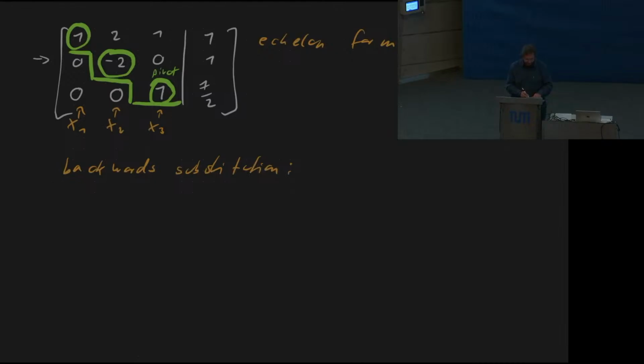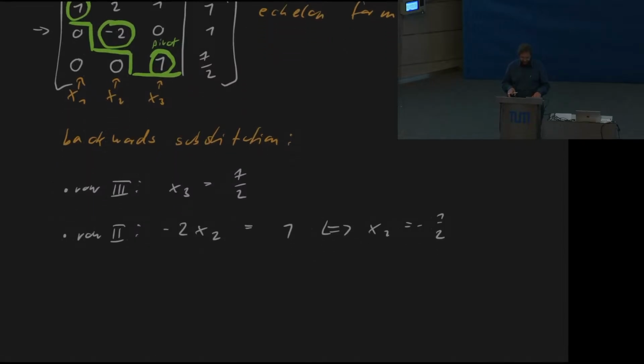From row number 3, we get the equation x3 equals 7/2. No need to solve anything anymore. Then from row 2, we get the equation minus 2x2 is 1. That's easily solved as well. That means x2 is minus 1/2. There's a 0 here, so we don't need x3.